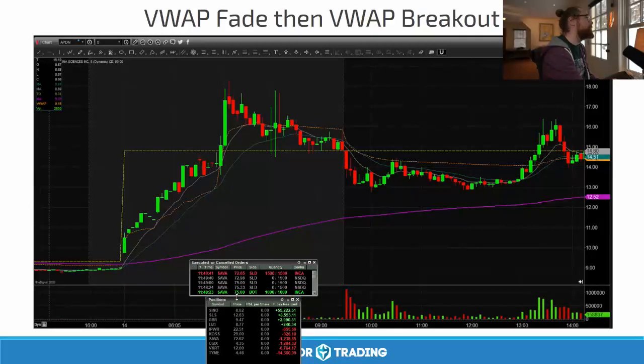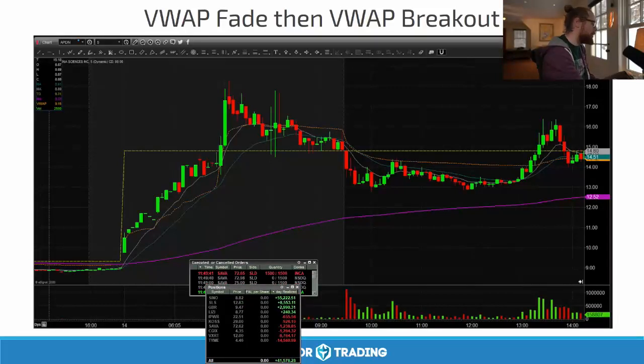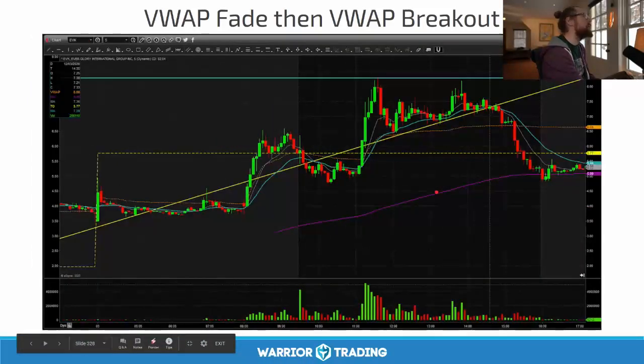Let's see. These are some trades that I'm just going to move this here for now. All right, so let's see. Okay, so let's look at another one. All right, so the VWAP fade, then the VWAP breakout.